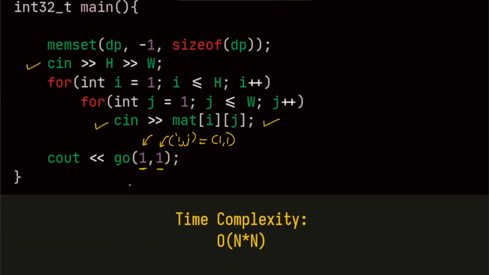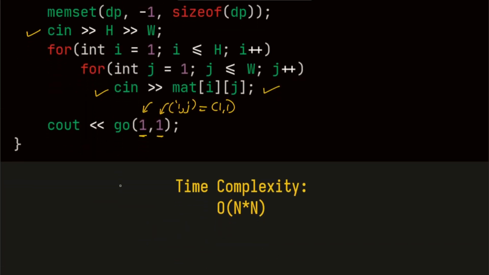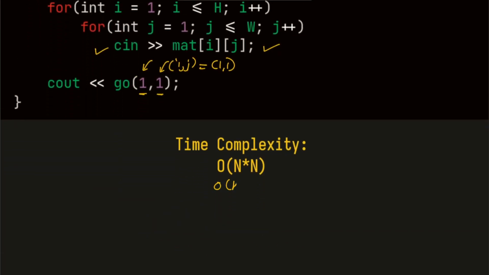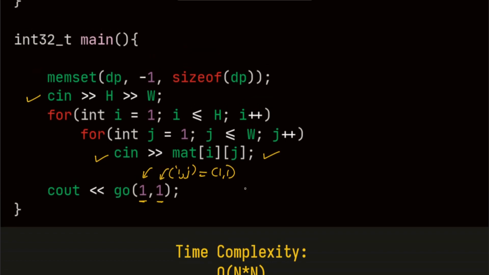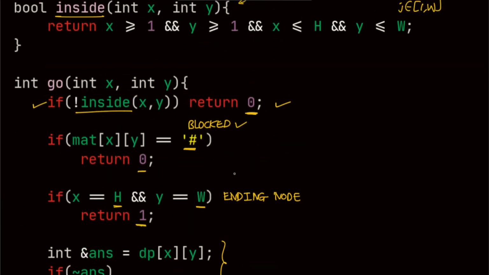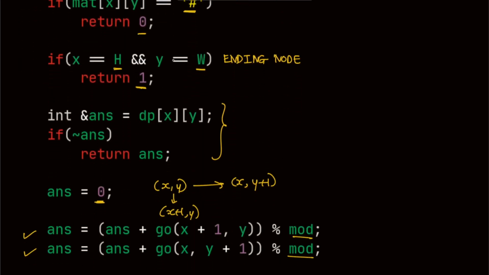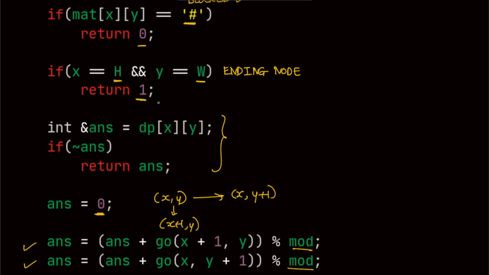The time complexity for this approach is order n square, or you can say order h times w, because this entire state will be memoized, and there are order h possible values for x and order w possible values of y, and both of them would be memoized, giving us the final time complexity where the transitions are only 2, hence it is constant time, and hence the total time complexity would be order n square.